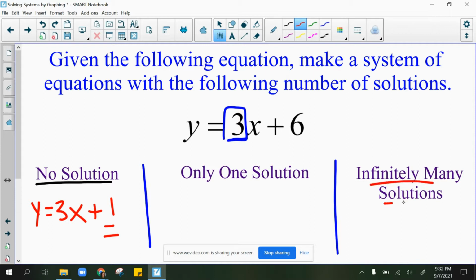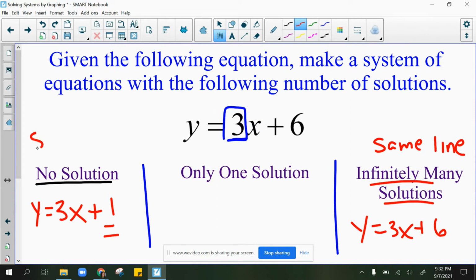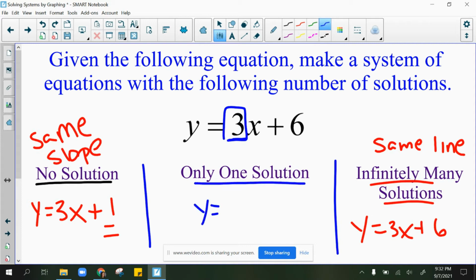If I want infinitely many solutions, that means they have to be the same line. So I'm literally going to write down the exact same thing that I see. They have to have the same line. Over here, they have to have the same slope. If they were to have only one solution, you literally can make anything you want. Positive slopes, negative slopes. I can make it negative 2x plus 1. It's going to cross it somewhere because nothing is the same. So over here, everything has to be the exact same. Over here, you just want the same slope. And then if you only want one solution, make it anything but the 3 and the 6.